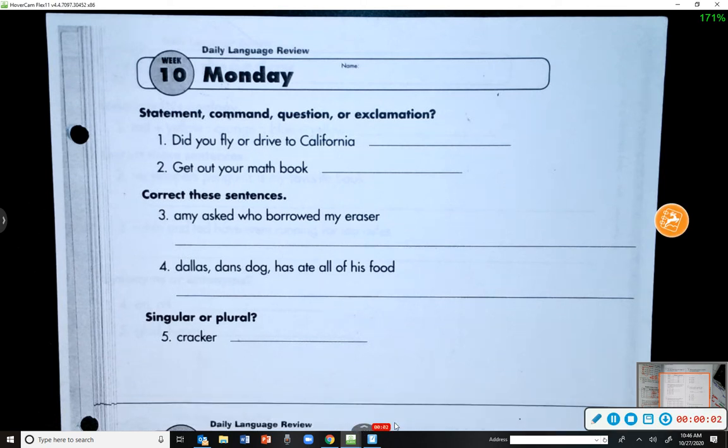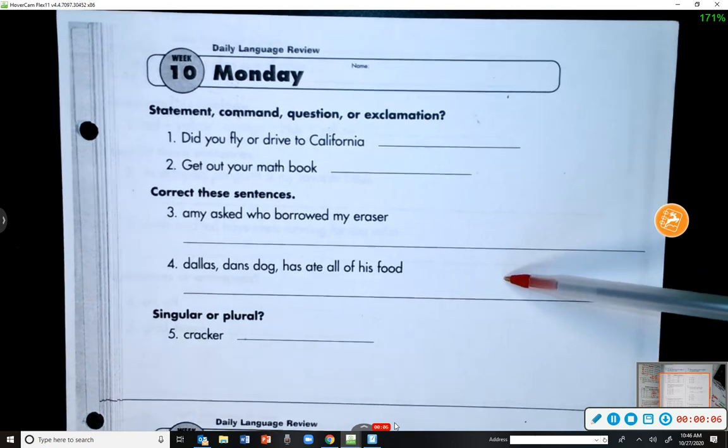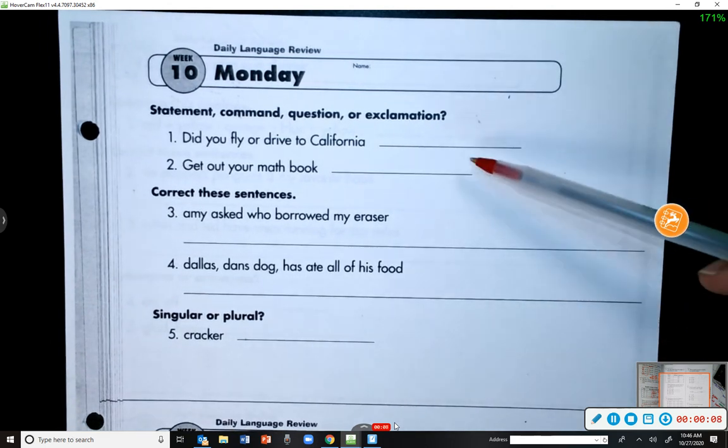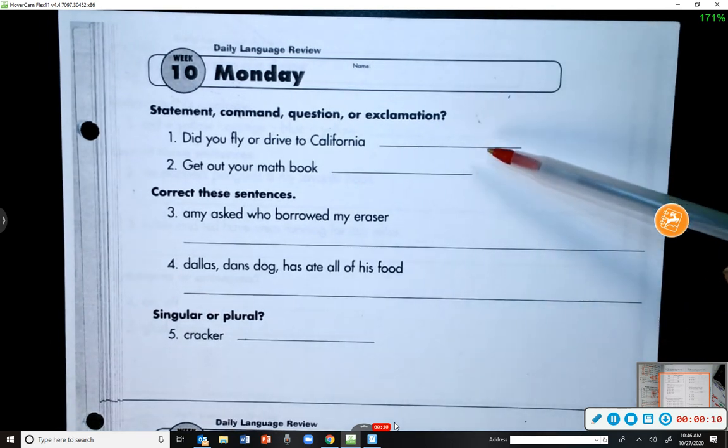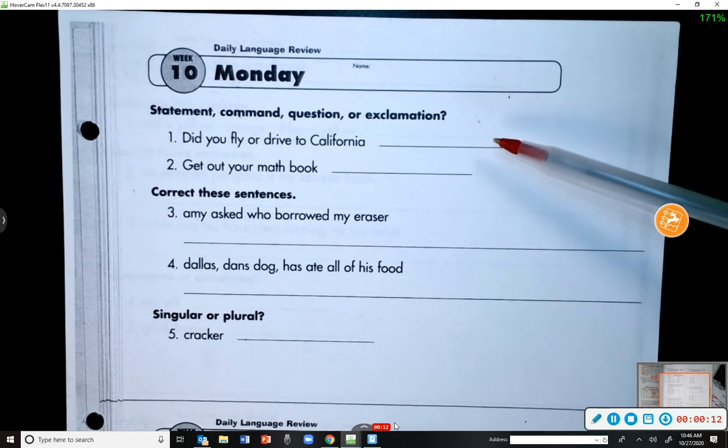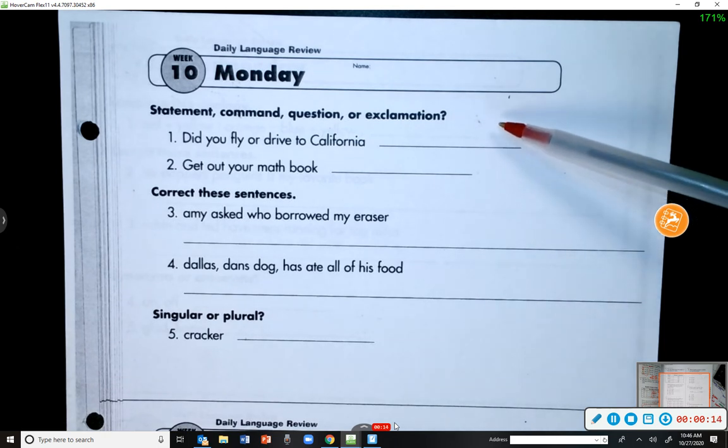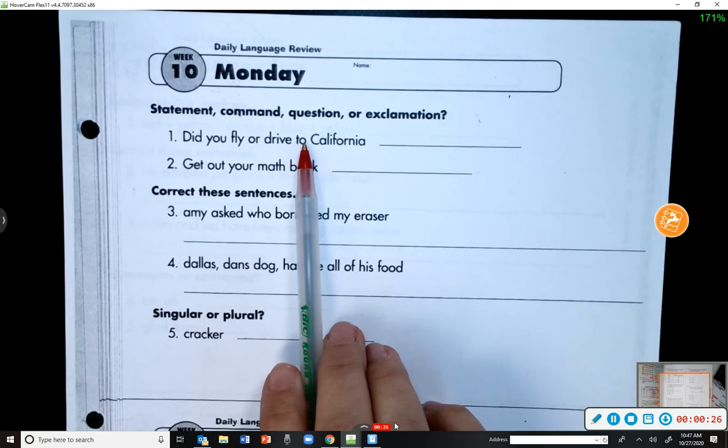Okay, class, we have practiced these on our own, and now we're going to go over them together. For Monday, the first two, you had to put whether it was a statement, command, question, or exclamation. We have not really talked about the types of sentences, so this will be new to you, so pay attention if you were confused. Number one, Kelsey, will you read it for me?